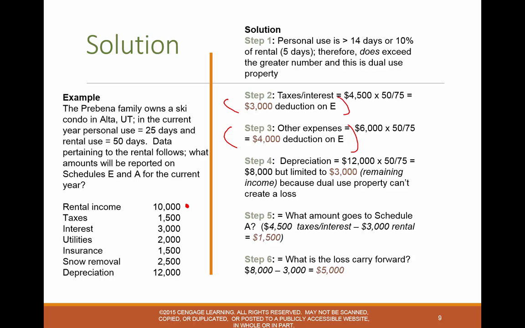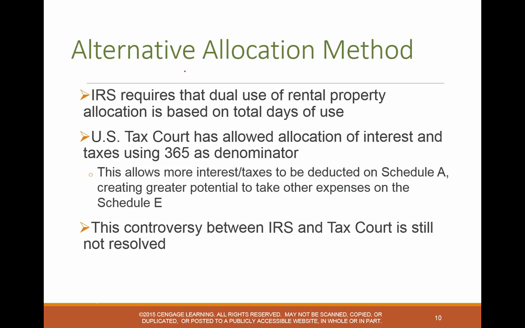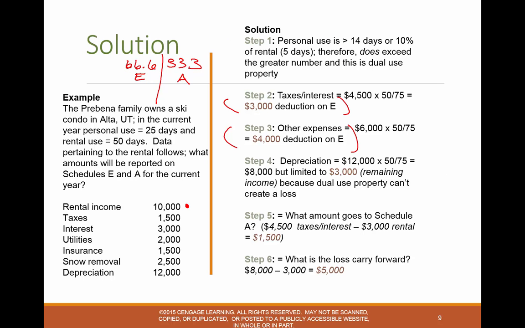Okay, so let me just go back. So what were these percentages again? 66.6 and 33.3, right? And this is everything that goes on your E, and then this is everything that goes, oh shoot, I knew that was going to happen, on your A. But what can go on your A, Jess? That's it. Okay, just go back to the 4,500. The 4,500 times 33.3% is the 1,500, and that goes to your Schedule A.